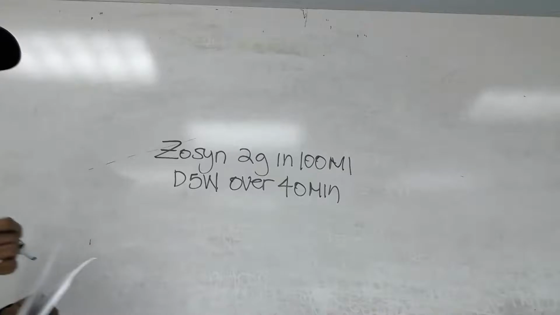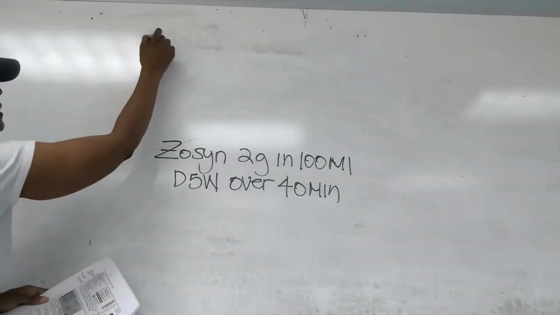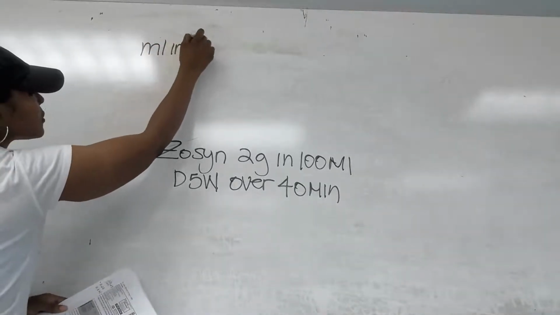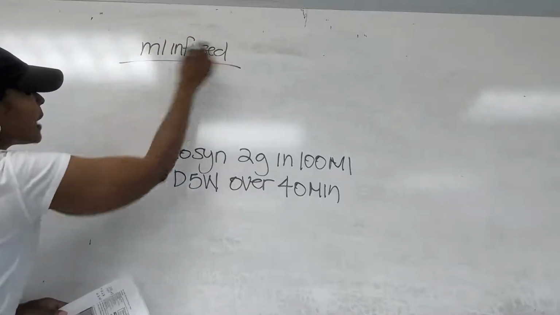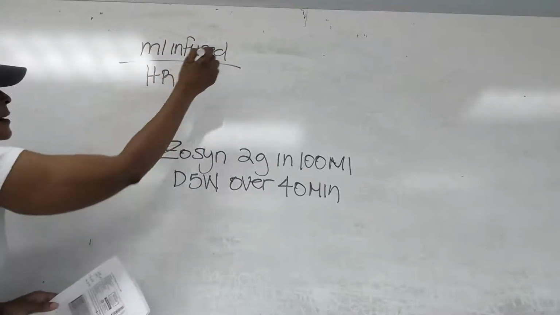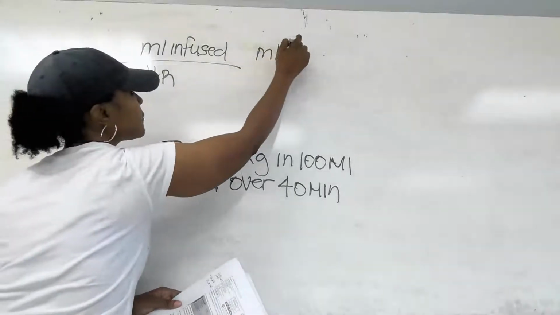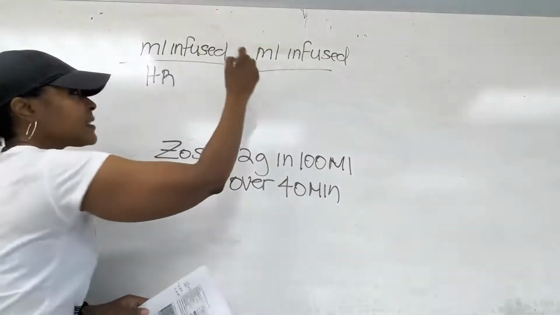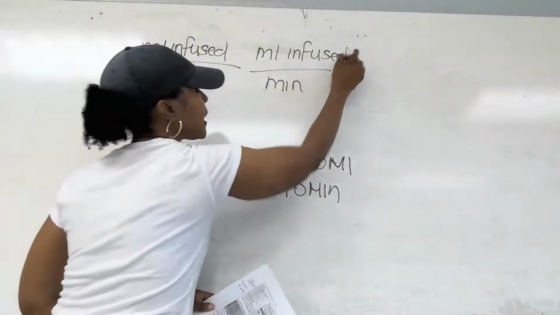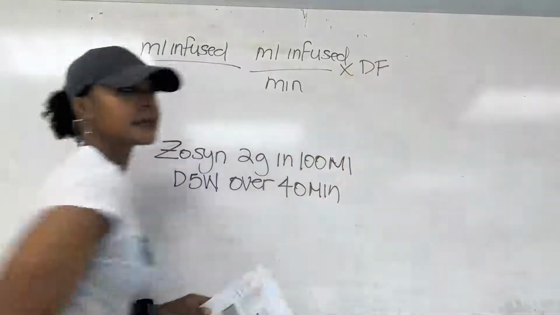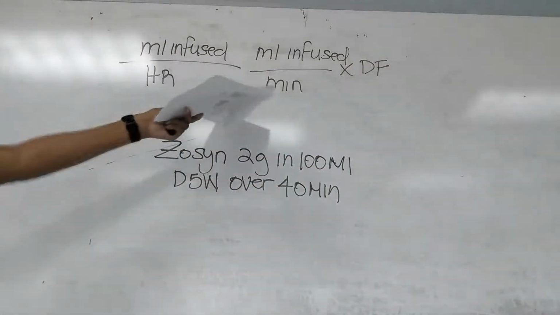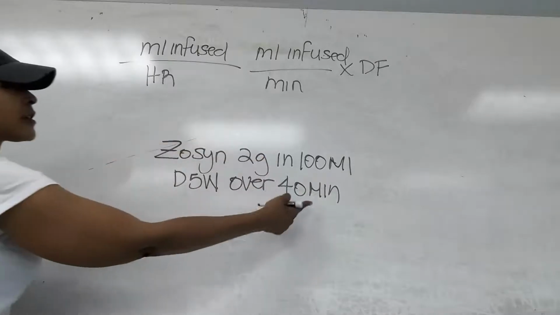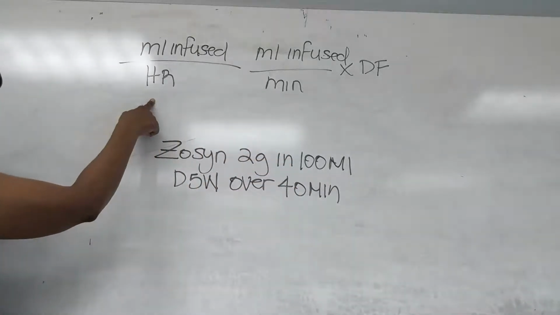Is there a specific formula for the flow rate? Here it is: milliliters infused divided by hours. And the other one is milliliters infused divided by minutes times drop factor. These are the only 2 formulas we have. So if there's no drop factor here, you already know you're using this one, right?